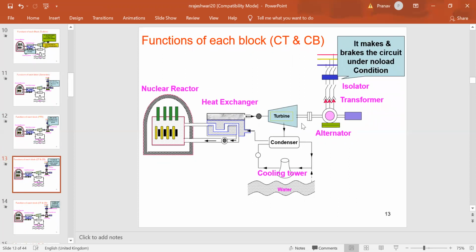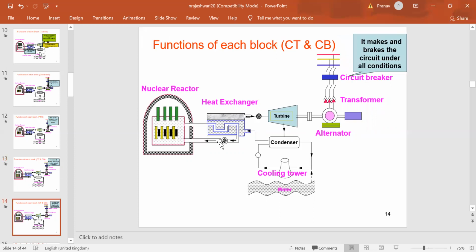And next one is circuit breakers. In this, circuit breakers are used to make and break the circuit under no load conditions. So here, in between, isolators and circuit breaker are placed. This isolator will protect the circuit breaker against the faults. If any fault occurs, it will break and make the circuit under no load conditions.